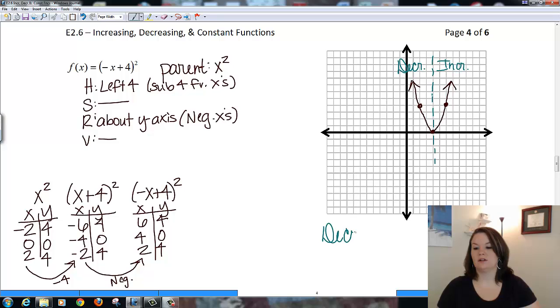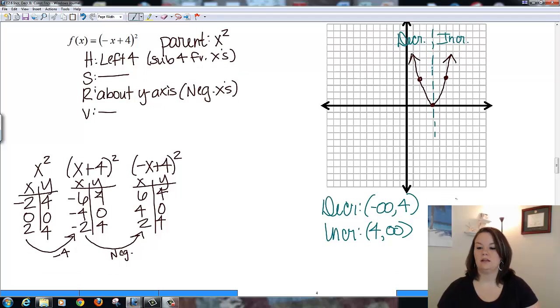So that means that we are decreasing from negative infinity up to the x value of that dotted line, which is 4. And then we're increasing from that dotted value, which has an x value of 4, on out to positive infinity. Okay. And then I want to go ahead and list my domain and range here.